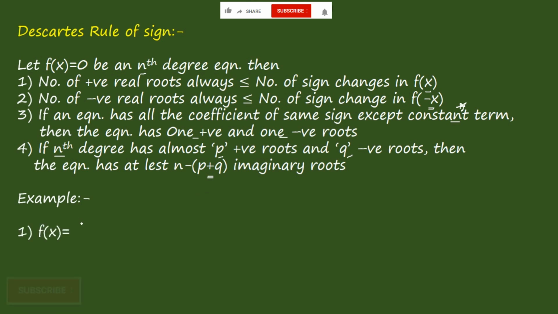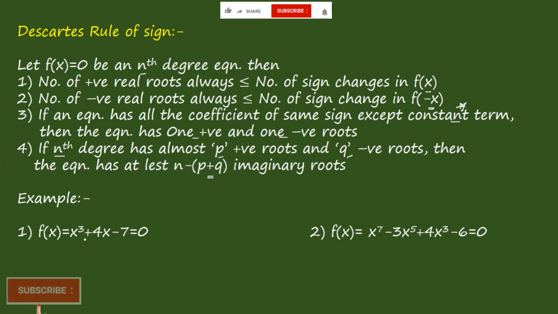Coming to the first equation and second equation. The first equation is x cube plus 4x minus 7 is equal to 0. X cube is there, so it has 3 roots. Now in this one, all the terms are positive except the constant term. So we can say that it has one positive root and one negative root.